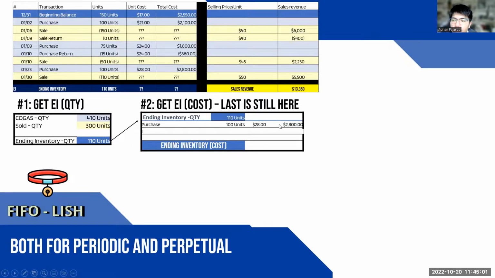So 100 units of those would be 2,800. But we have an extra 10, so we go to the next one. We have a purchase of 75 units at 24. And therefore, ending inventory is 3,040.